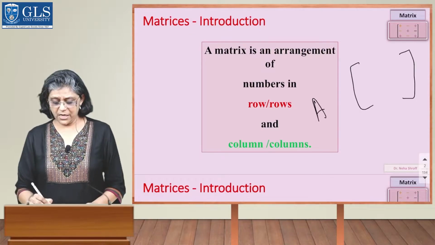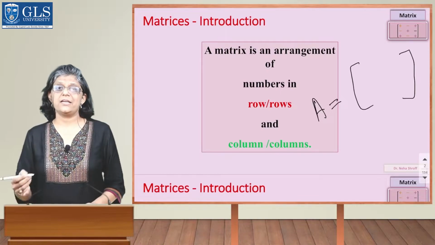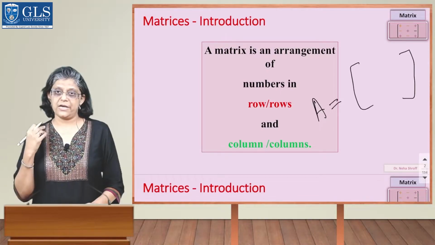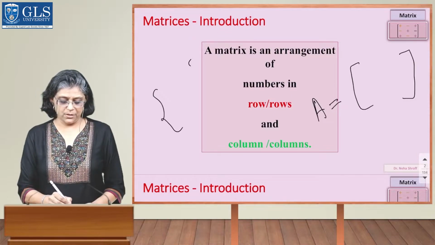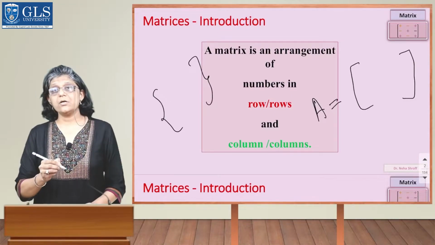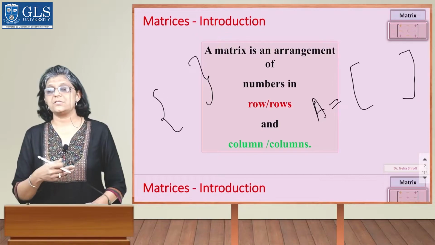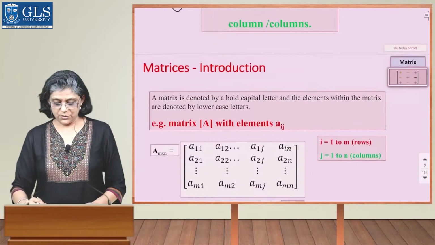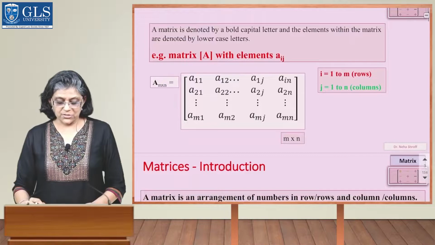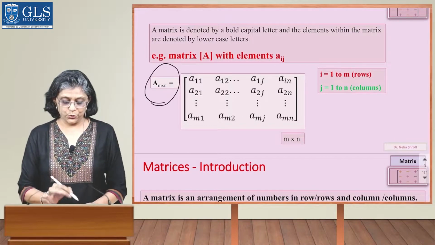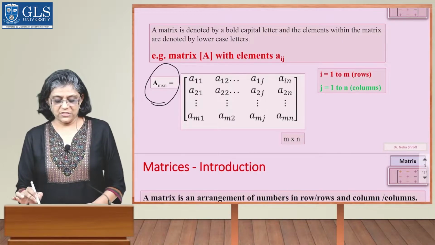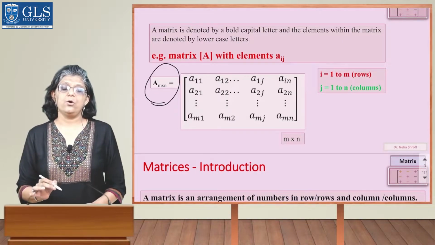I give a name to a given matrix. It can be any alphabet from A to Z. This is a square bracket, and we will not be using curly brackets, because curly brackets are used for set theory. Next, a matrix is denoted by a bold capital letter, which I have shown to you, and the elements within the matrix are denoted by lower case letters.